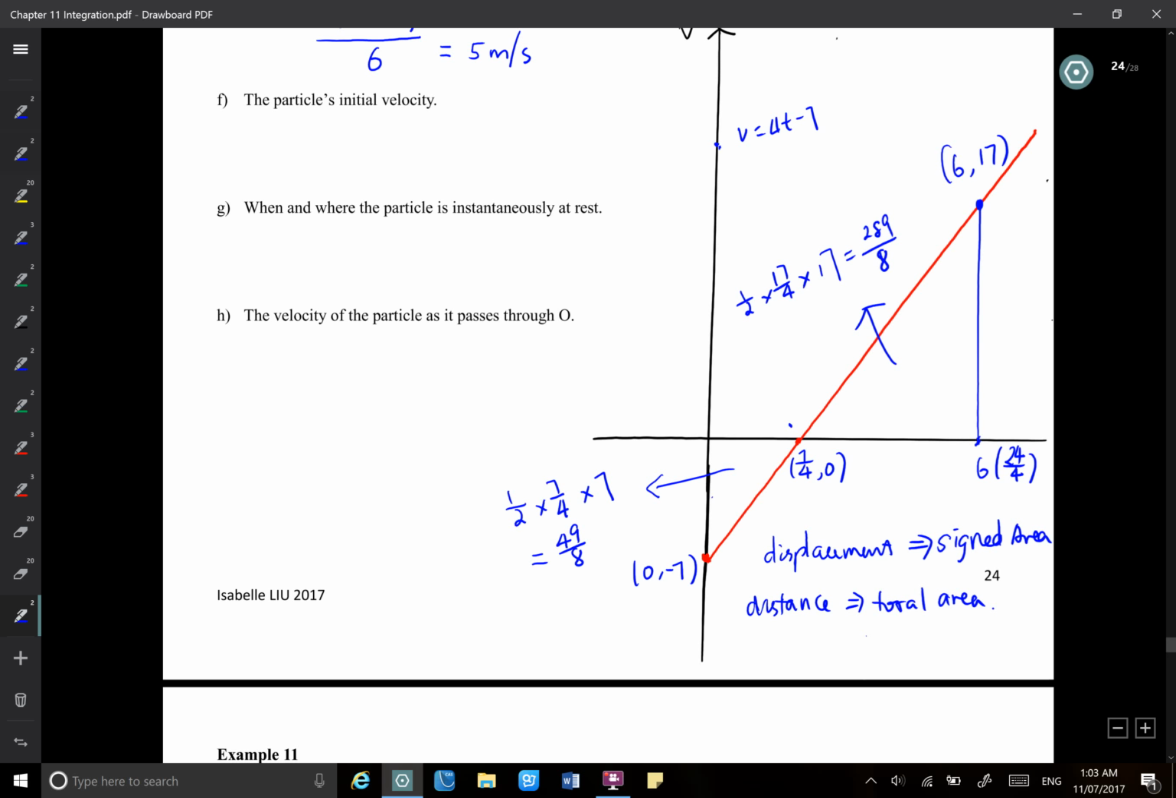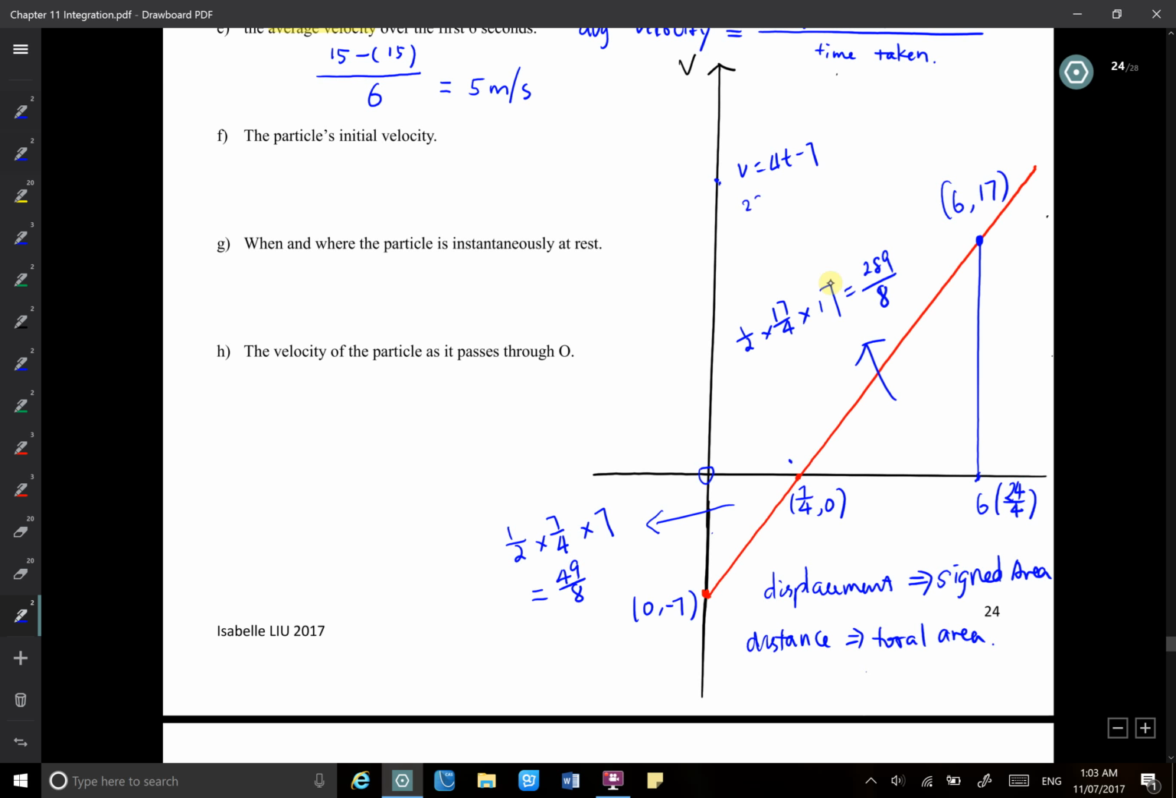Okay, let's just check our displacement, because you know that from 0 seconds to 6 seconds, the displacement is 30. If I use the top to subtract the bottom, 289/8 subtract 49/8 gives me 240/8, that is 30. That is the displacement. Displacement can be found by this method as well. If I want to know the distance, I need to add them.